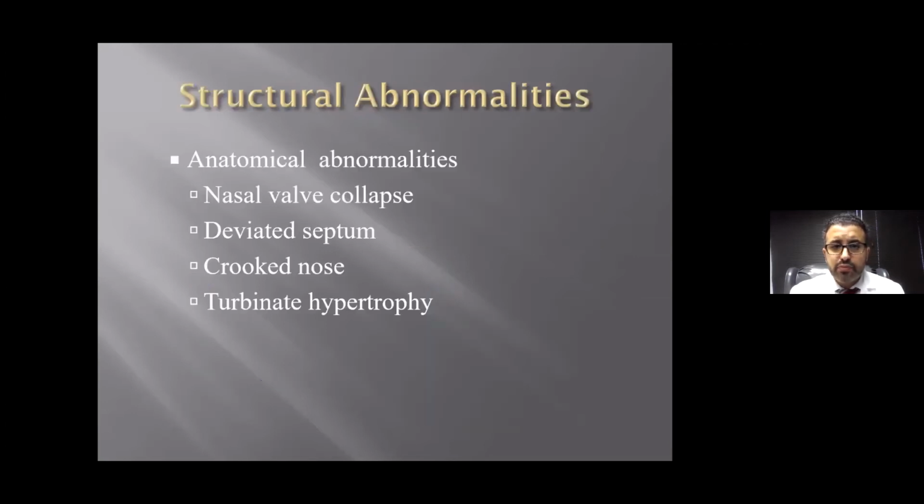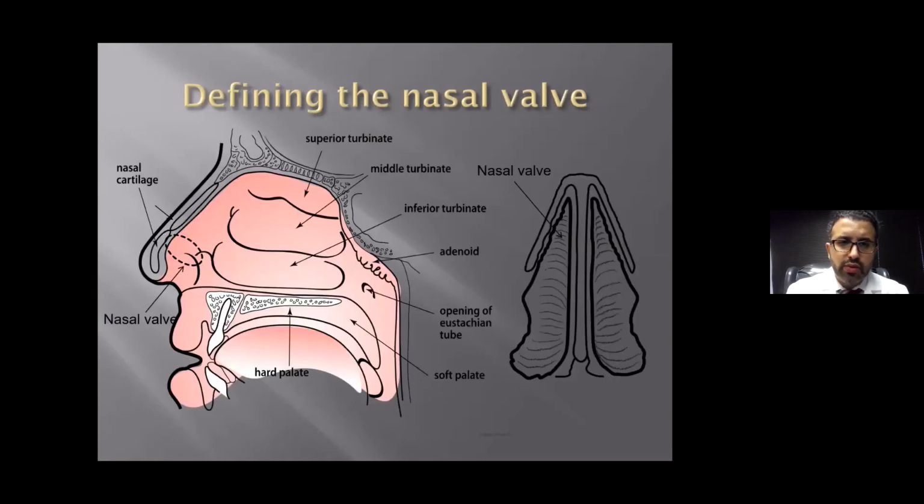Next slide. So we're going to shift a little bit to structural abnormalities. Now, many times it's not just either allergies or structural. A lot of patients have both. Structural abnormalities are a deviated septum, nasal valve collapse, and we'll go into depth explaining what nasal valve collapse is, the crooked nose, and the turbinate hypertrophy, which is swelling. We'll go through each one of these.